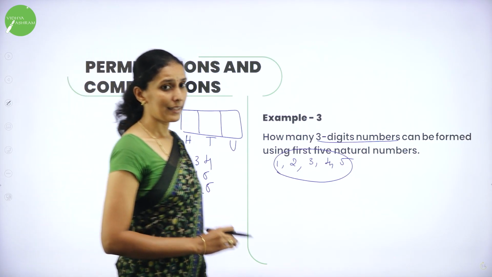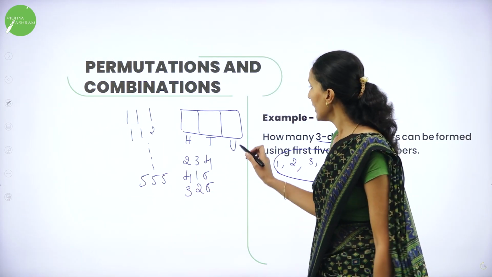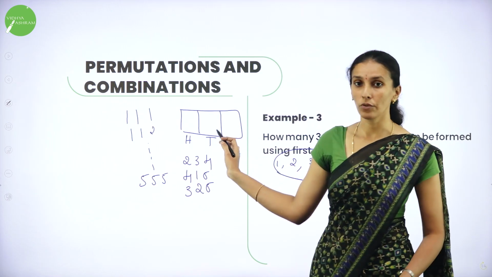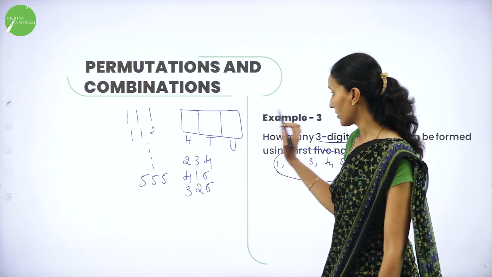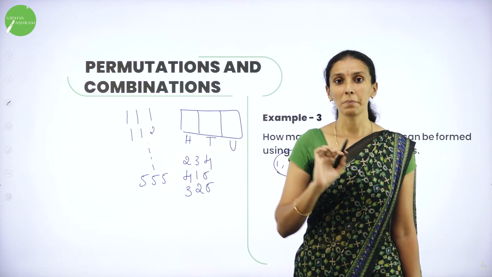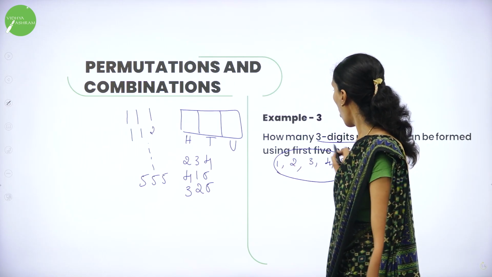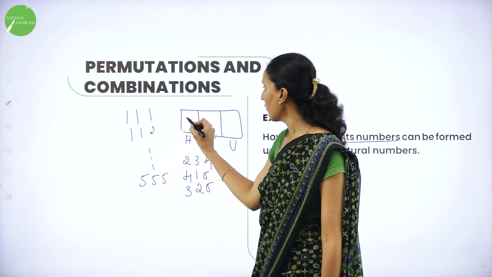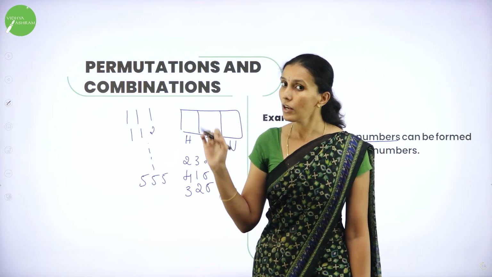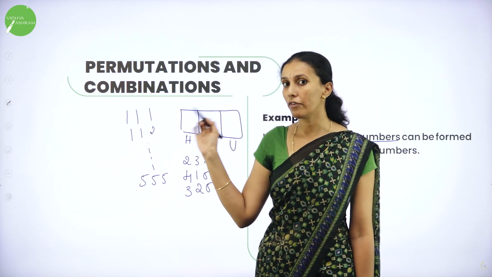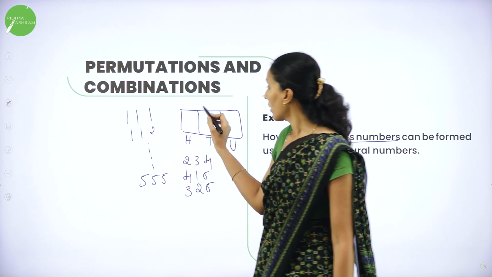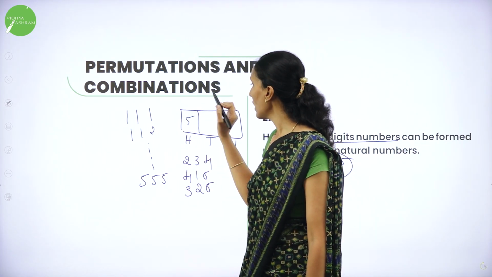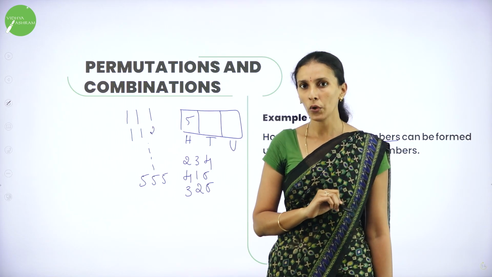Like this, we can put any number in the place of units, any number in the place of tens, any number in the place of hundreds. So all 5 numbers can be filled in hundreds. Therefore, how many numbers can we fill? All the 5, that is 1, 2, 3, 4, 5. All the numbers can take the place of hundreds. So that's why it is 5.